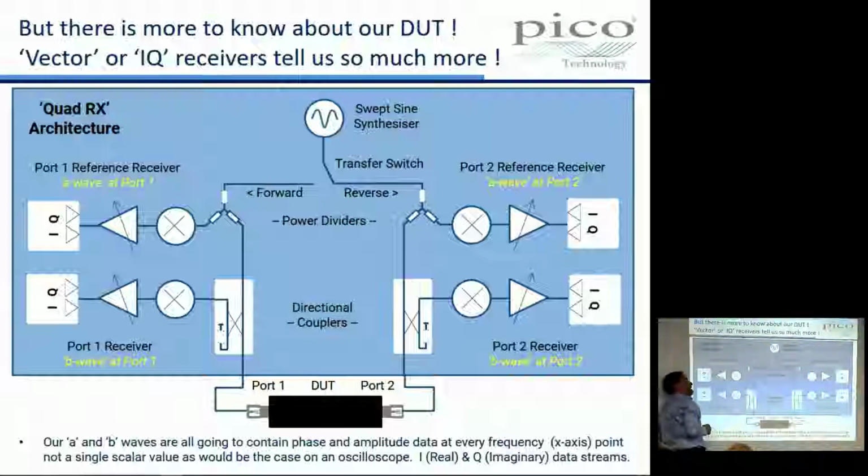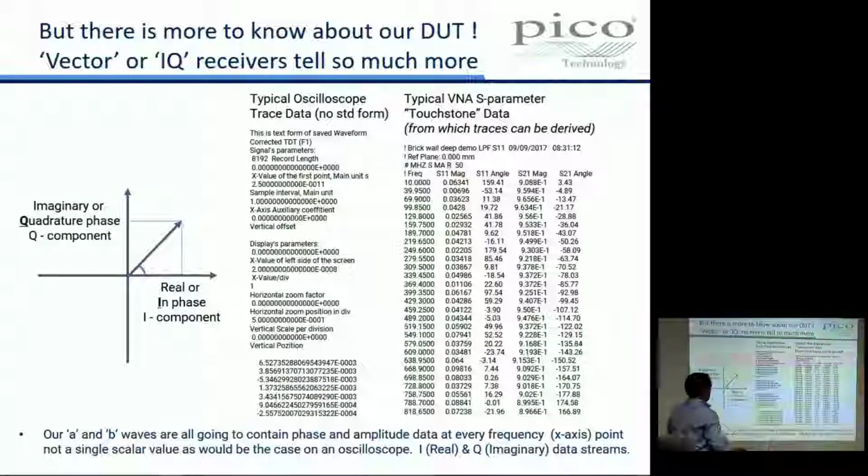So a scope just measures the amplitude of a signal versus time, doesn't it? But this is going to be measuring phase as well, and it's going to do it in the form of an IQ signal. See the next slide in a minute. It is the next slide, yes it is. So these waves, the A wave, the B wave on port 1, and the A wave and the B wave on port 2, they're all actually going to be vector quantities. So we need to start to get used to some data that is different from that of a scope.